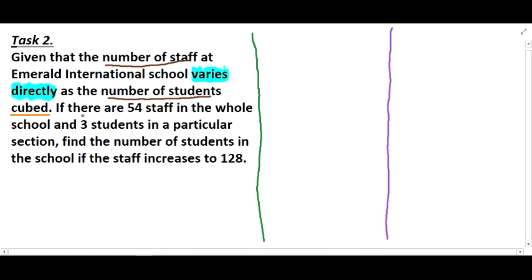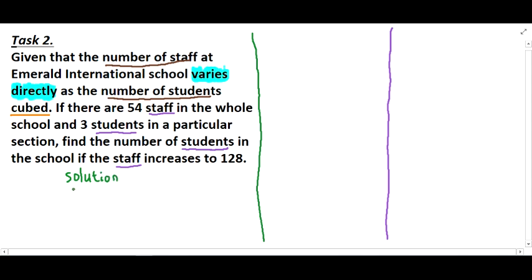Now, if you study this question carefully, it says if there are 54 staff in the whole school and 3 students in a particular section, find the number of students in the school if the number of staff increases to 128. Okay, let's go ahead and actually solve this question. Like I told you, it's never hard.